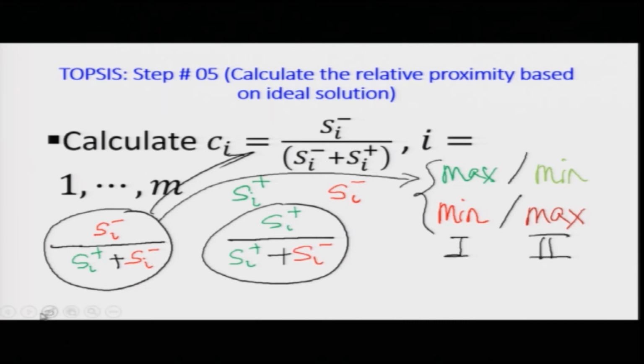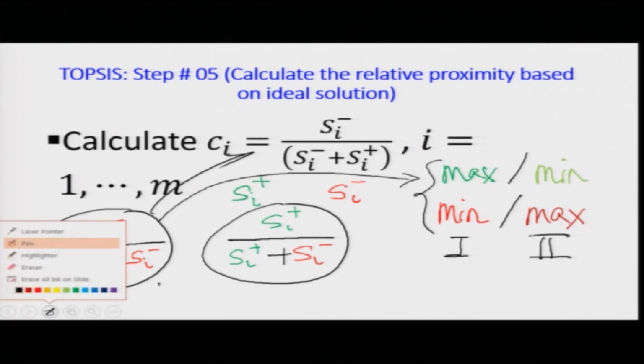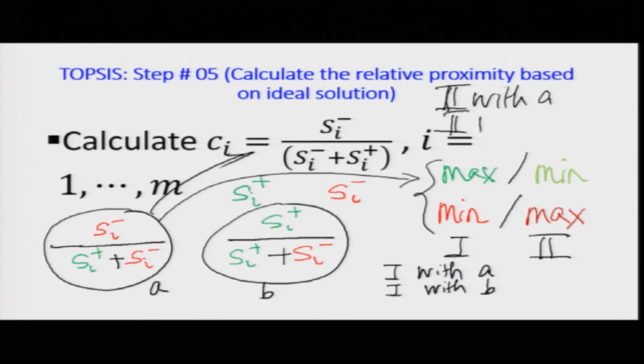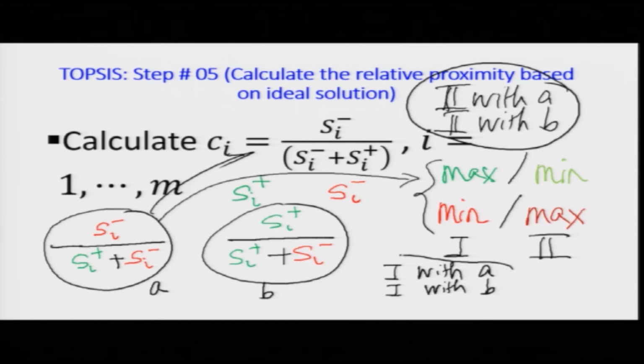and mention them as A, B, and the combination I will have is 1 with A, 1 with B, then also 2 with A and 2 with B. So, I have here and here. This will give me 4 different proximity values. I am only considering one of them.